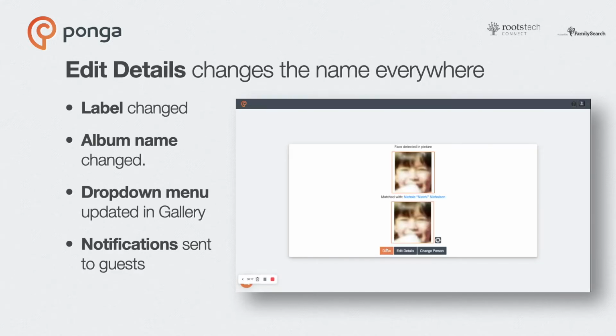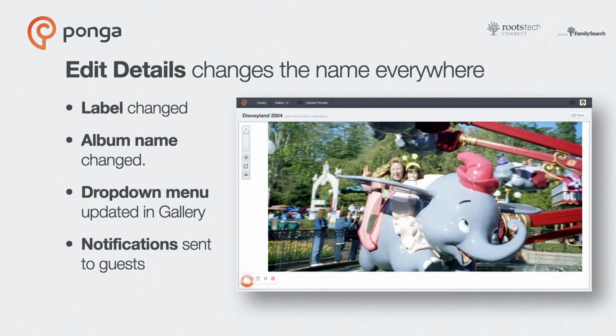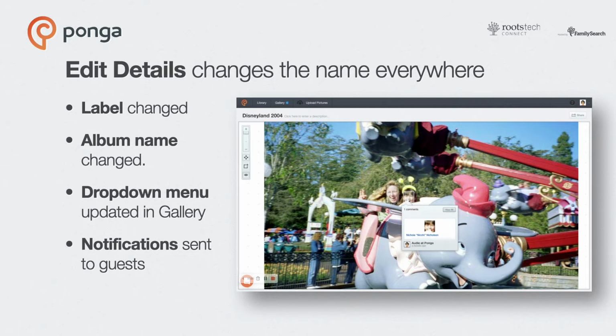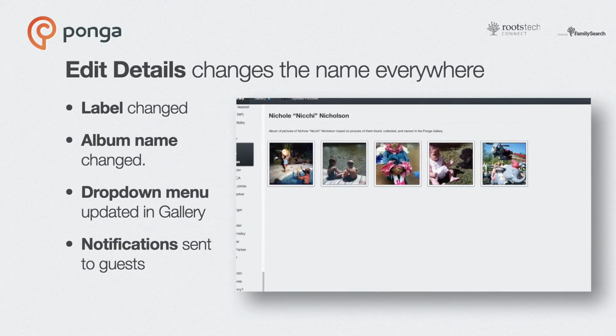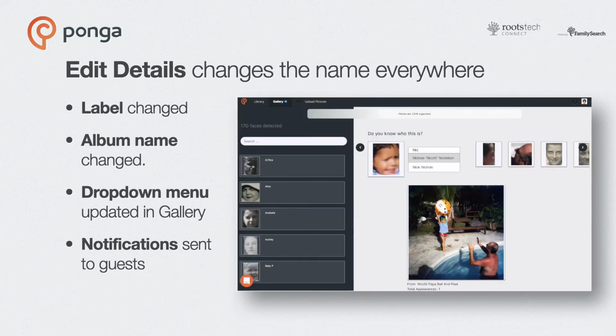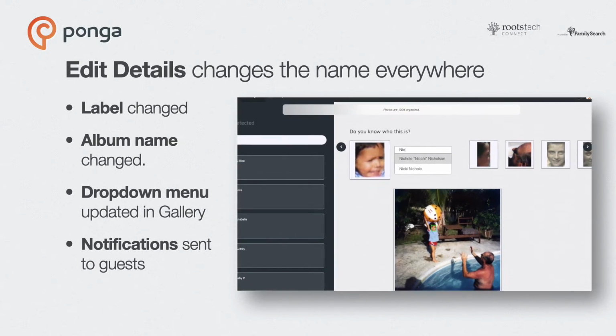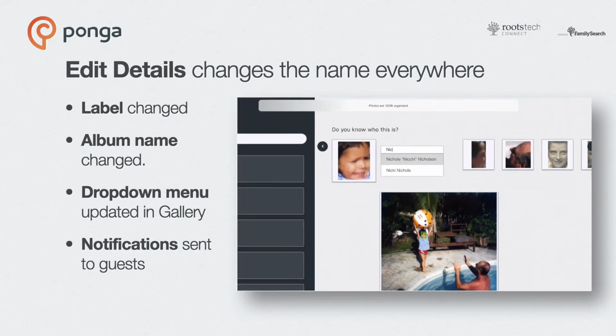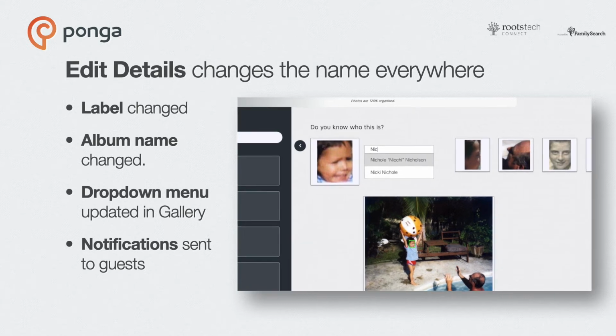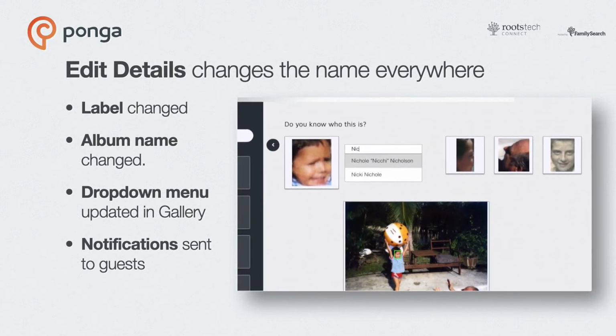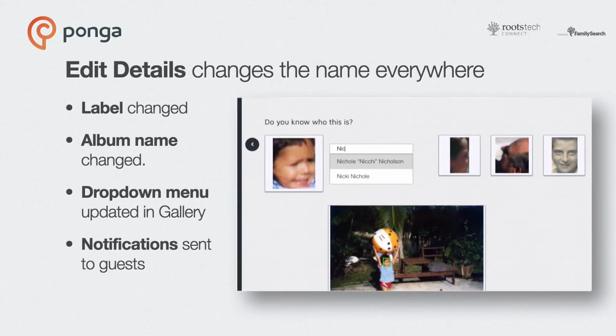This time I have just this one picture, but making the change here corrects not only the label, but ensures that the name appears correctly, so that the label is changed in the picture, the album name is updated to reflect the new name, the drop-down menu is updated in the gallery, making it add Nikki's full name when another picture of her appears, and finally, notifications go out to people included on pictures where the name was added that a change has been made.